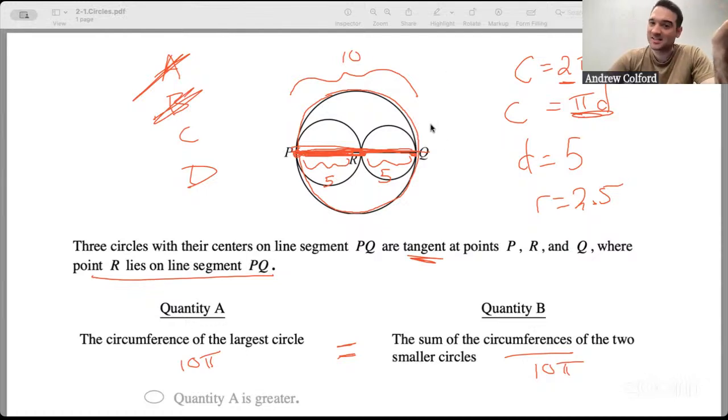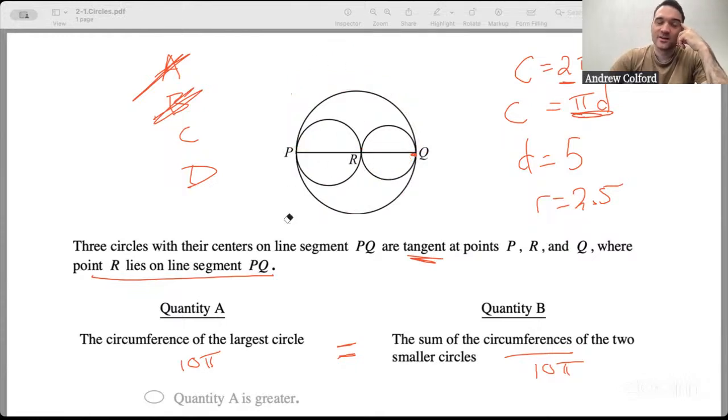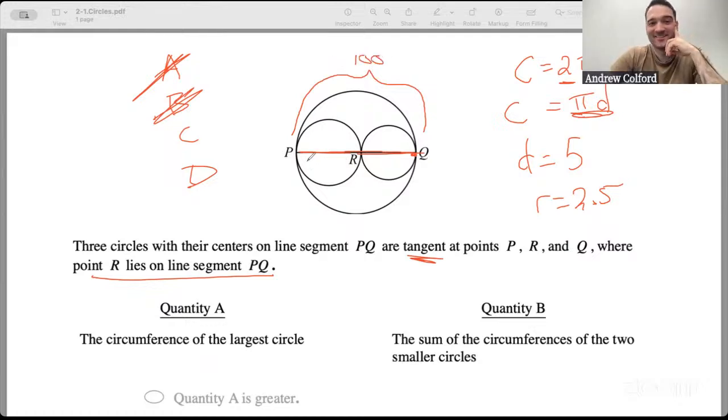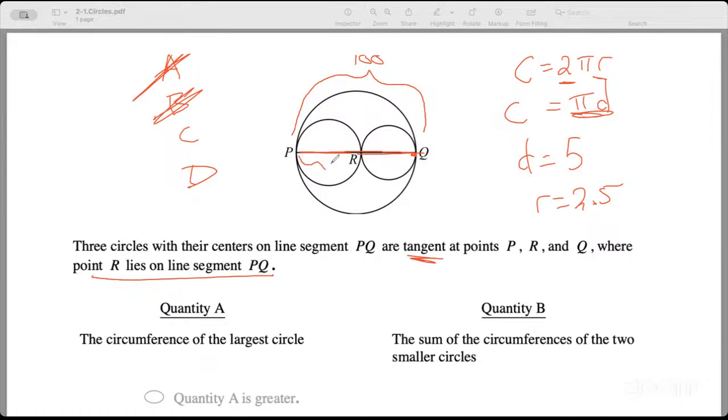Now, we tested a case where the diameters were equal. So maybe we just got lucky. Can you give me a case now where the diameters aren't equal, or can you give me numbers for PQ, PR, and RQ? PQ, we can make it like 100. Sure. Go big, right?